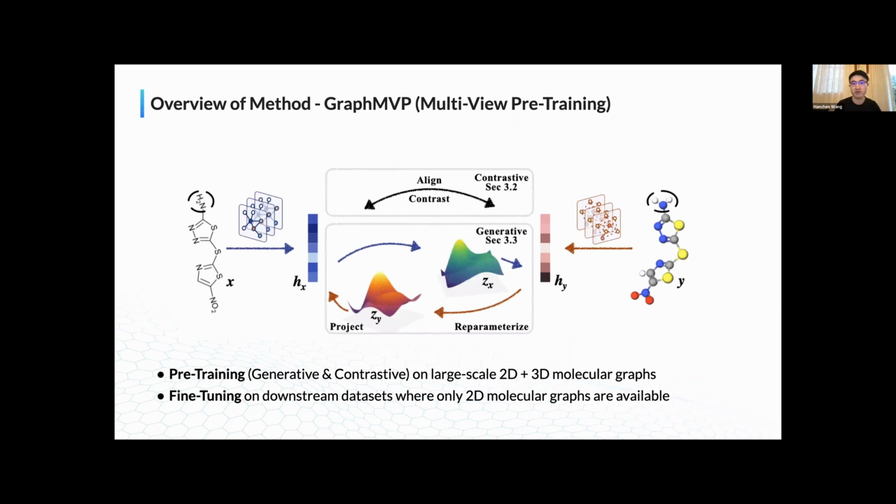Yeah, so the overview of the method is very simple. We name our method GraphMVP. It stands for multi-view pre-training, in two stages. We pre-train the graph neural network, both 2D and 3D, on large-scale molecule graphs where both 2D and 3D structures are available. And then we fine-tune on the downstream datasets where only 2D molecule graphs are available.